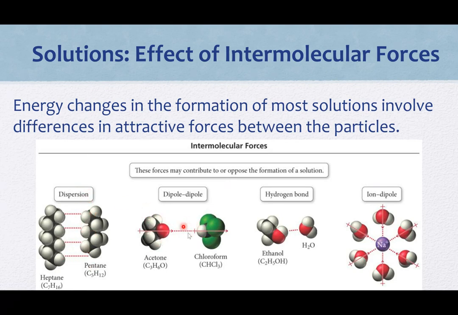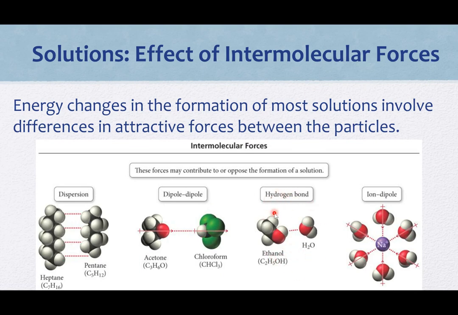Then we've got our dipole-dipole. Dipole-dipole is going to be an interaction between two polar molecules. So we've got a polar molecule, acetone, here with a partial negative on the oxygen, attracted to a polar chloroform molecule here, and there's a partial positive right here. So partial negative, partial positive, those two are interacting with one another. So that's dipole-dipole. Then we've got the extreme case of dipole-dipole.